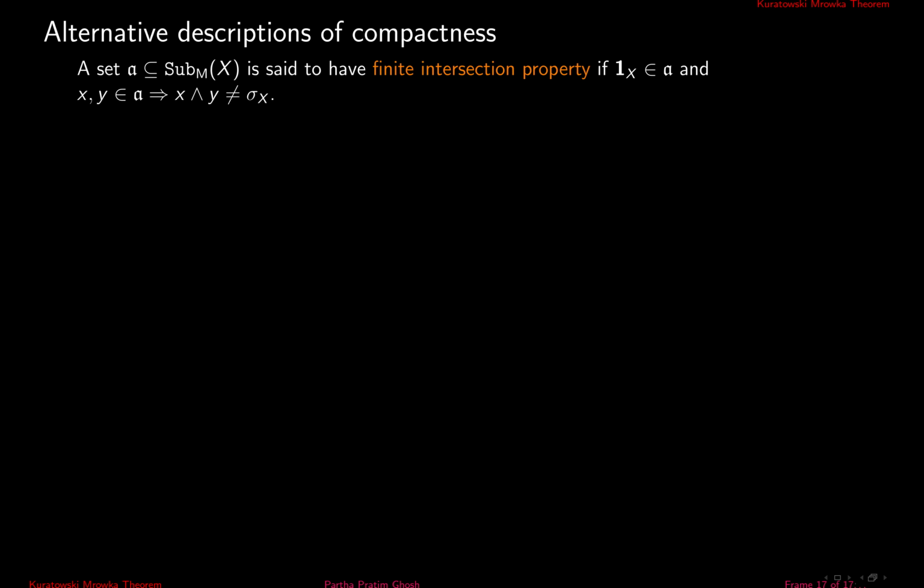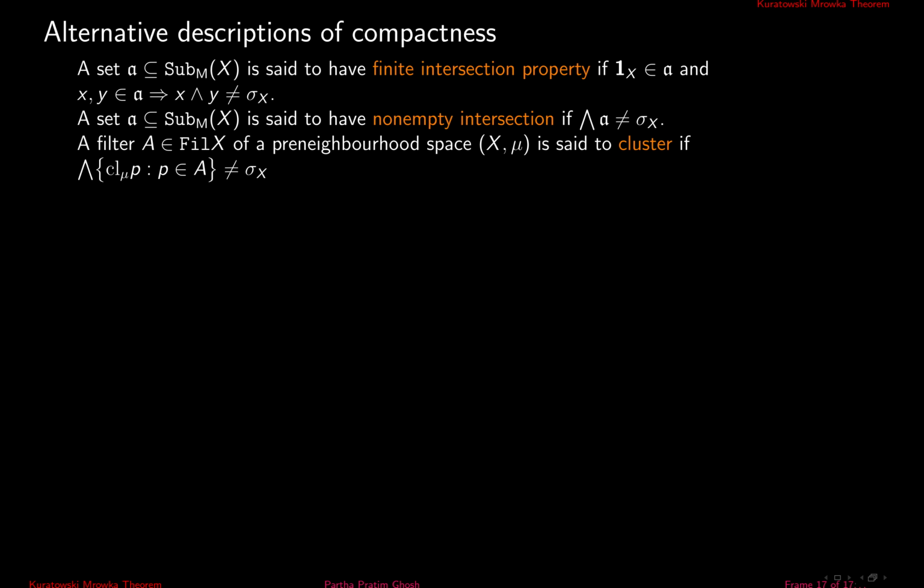Here we just rewrite the same notions that we have for sets, but now for sets of subobjects. So what does it mean to have a finite intersection property? It is something very similar, but I rewrote it for clarity.